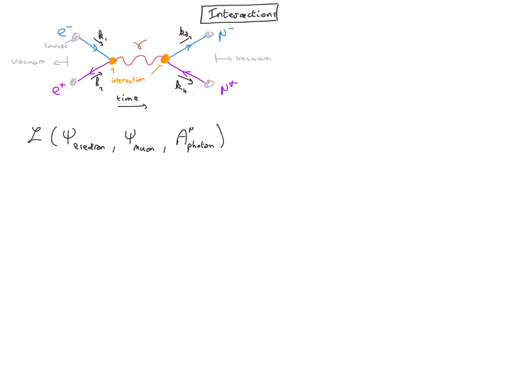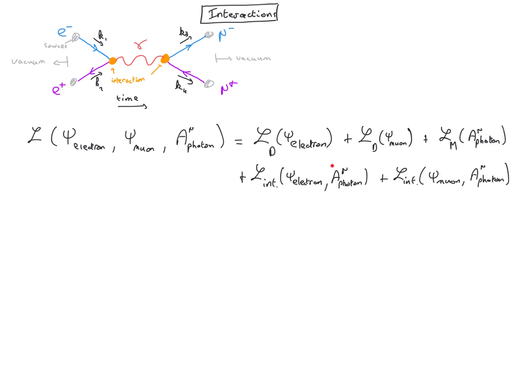The electron and the muon field are fermionic fields, so corresponding to spin-1/2 fields, and therefore without interactions they are described by the Dirac Lagrangian. The photon is described by a vector field which is massless, and therefore it's described without interaction by the Maxwell Lagrangian. But these are only Lagrangians for free fields without interaction, and we see that in order for this process to happen we need interactions, so we need additional terms to the Lagrangian which will describe these interaction vertices.